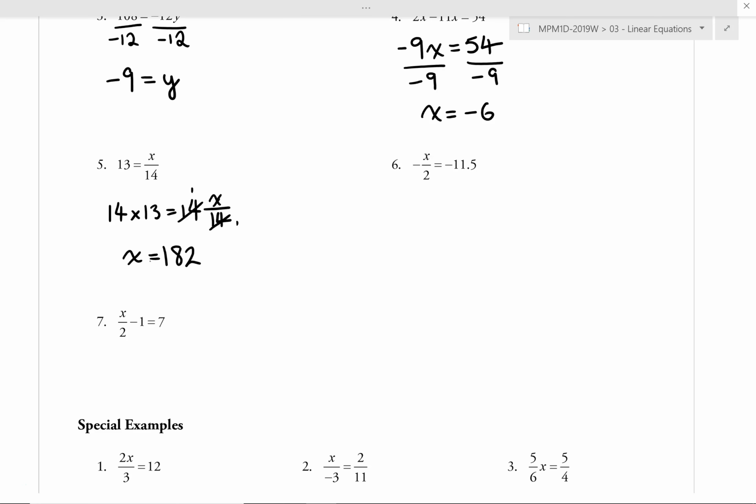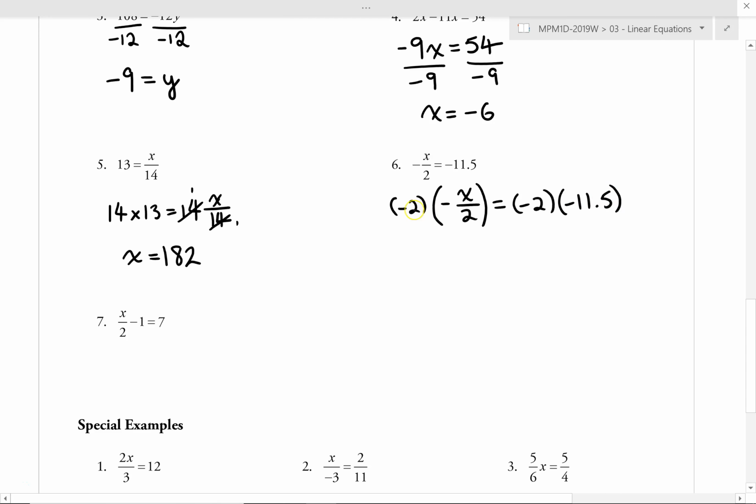Well, this time, there's a negative sign in front of the fraction, but really, we can still multiply this by negative 2, and that should get rid of the sign and get rid of this division at the same time, right? So if we go negative 2 times negative x over 2, and I'm just using brackets here just to be careful with signs, and then we'll have negative 2 times negative 11.5 on the right.